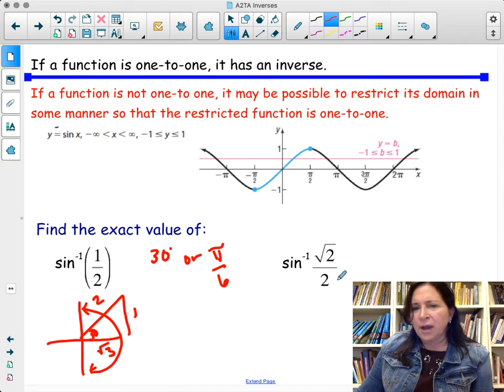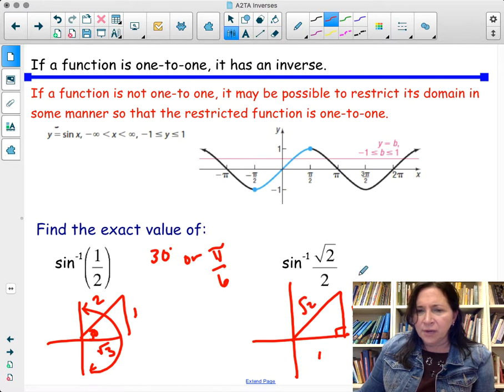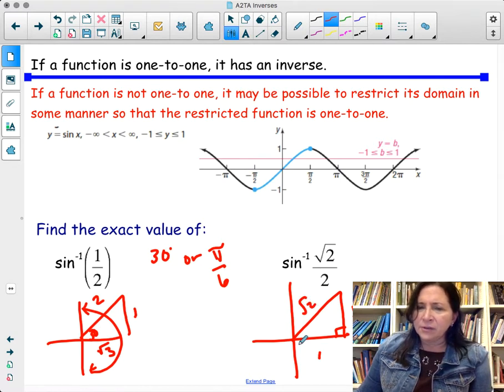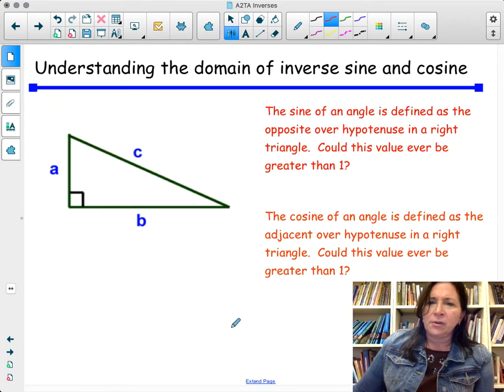Likewise, where is sine root 2 over 2? Also positive. First quadrant, 1, 1, square root of 2, right? Sine is opposite over hypotenuse. We're at 45 degrees, so you'd say at 45 degrees. Or you could say pi over 4. And keep in mind, sine here, from here to here, that's our restricted domain.